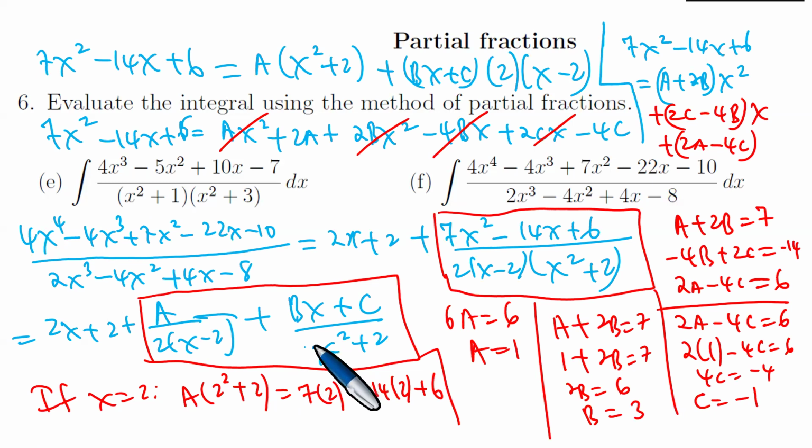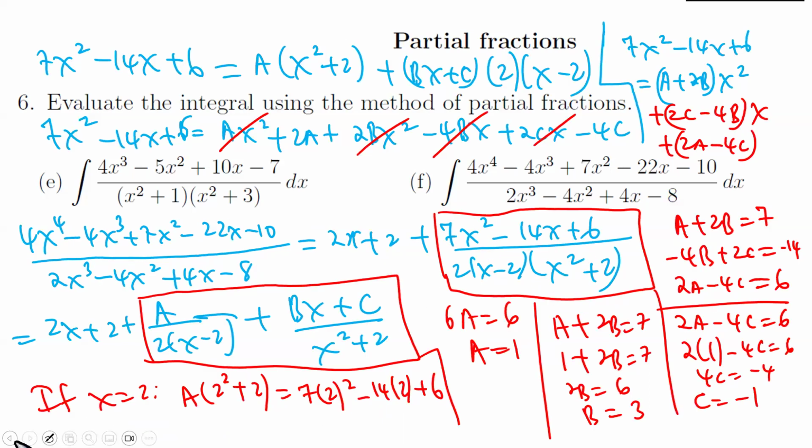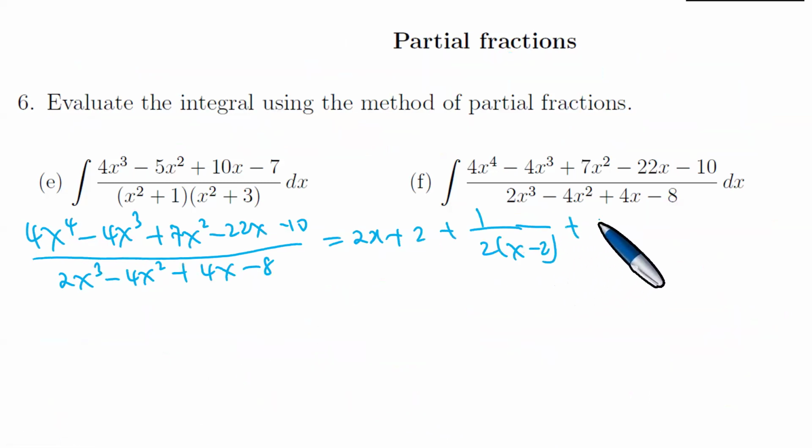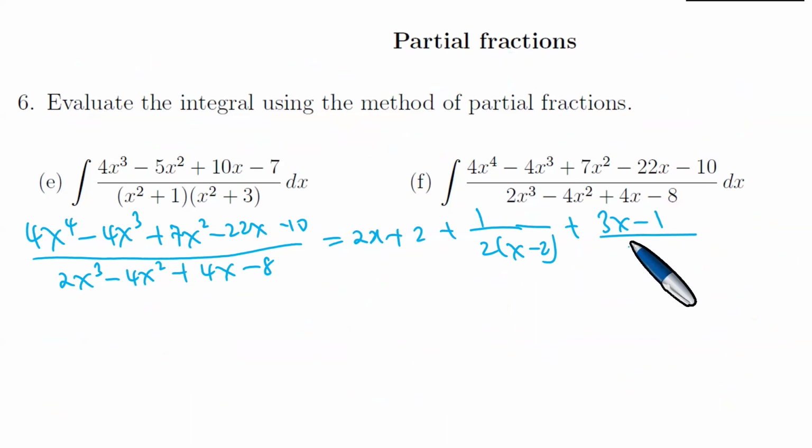Okay, and then now you have the A here. What is the A? The A is 1. So it's 1 over 2x minus 2. The B is 3 and the C is minus 1. So it's 3x minus 1, divided by x squared plus 2.